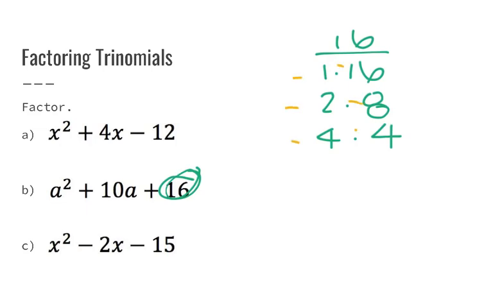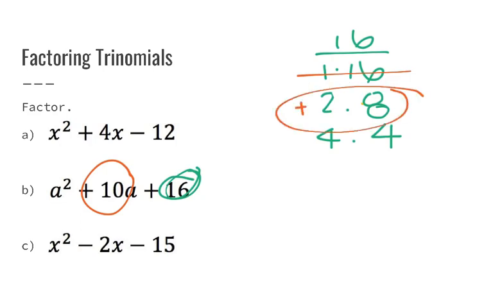Because remember, a negative times a negative is a positive. I'm not going to write that out. I'll just know that when I'm looking to see which ones add up to get me to positive 10, they can both be negative if that's necessary. So looking at these, 1 and 16 will never get me to 10. 2 and 8, if I add them together, if they're both positive, will get me to 10. So that's going to be my factor.